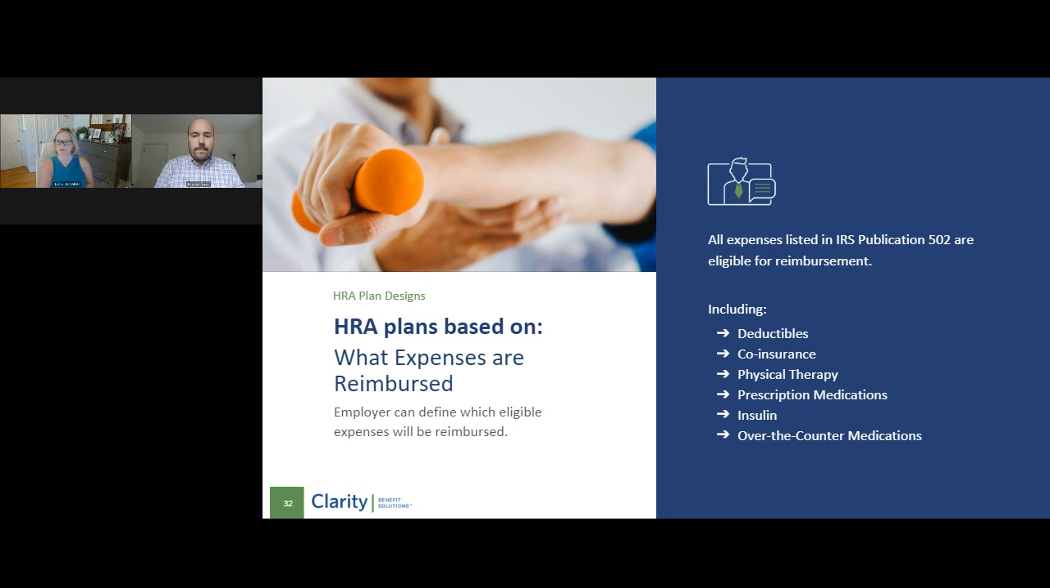Total control. And that's the thing. Think of the list of eligible expenses for FSA and HSA. It's that same list, that 213(d) under IRS Publication 502. That's as broad as you can make it. But again, you can make it as narrow and as specific as you want as well. So it's a whole spectrum that the employer has control over.